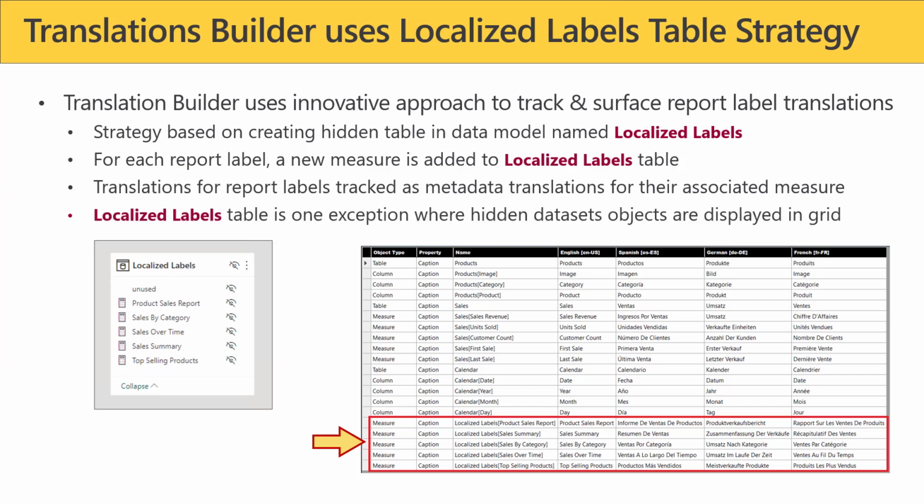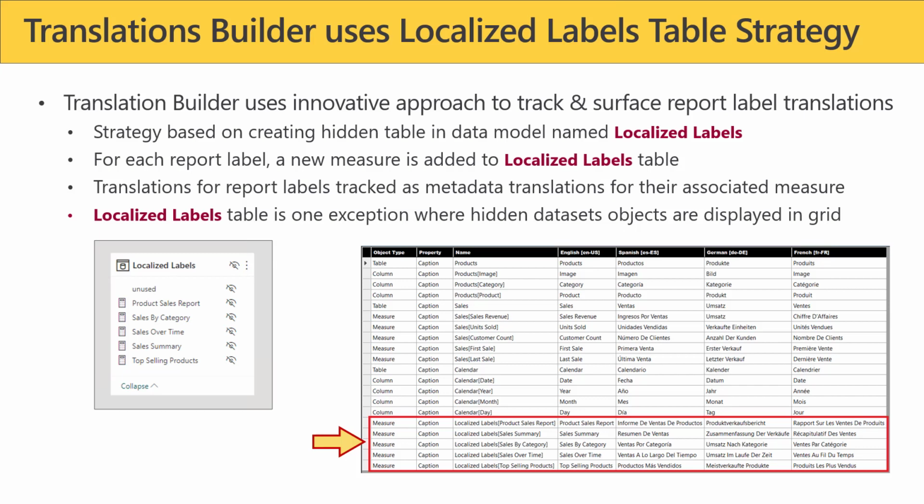Now, the localized labels table is the one exception where we display hidden dataset objects in the translation grid. And there's just logic in Translations Builder saying, I'm not going to display you because you're hidden. Oh, wait a second. You're a measure from localized labels.